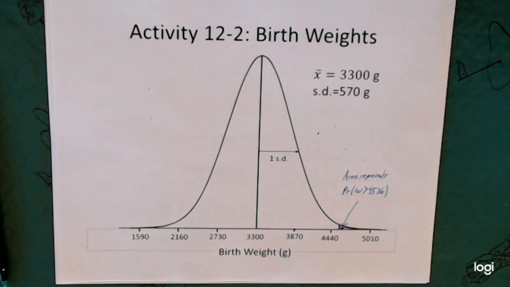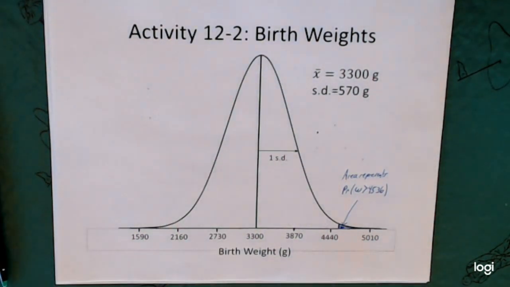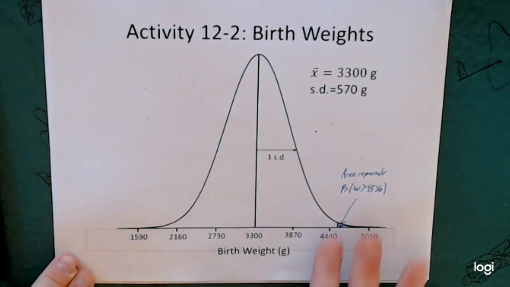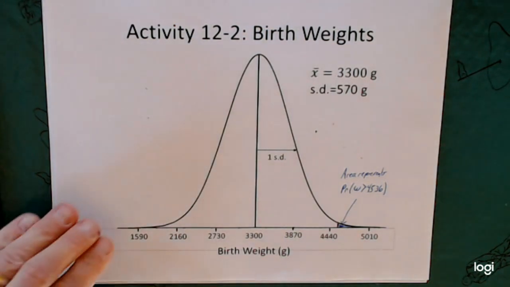We can find out how extreme that weight is by calculating the z-score. But then remember what the table tells us: the table always gives us area below a particular z-score, and we want the area above. So I won't tell you the answer yet, but I want you to think about how we find the area above. But first, let's find the z-score.